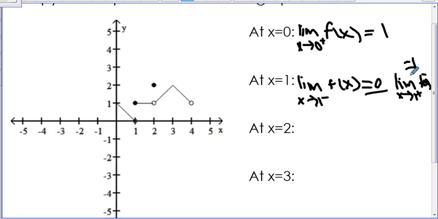Notice that these two do not match. So the actual limit here, as x approaches 1 of f of x, does not exist because the pieces don't match.